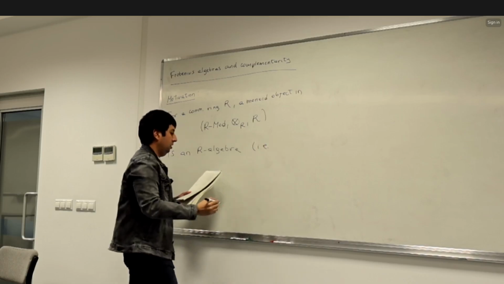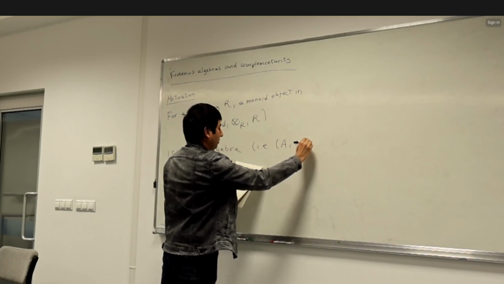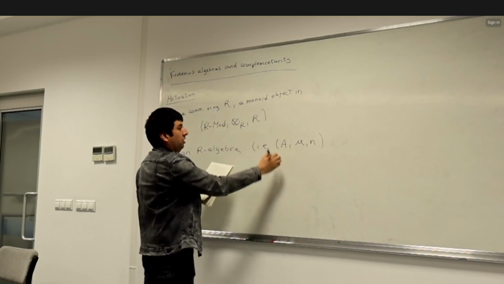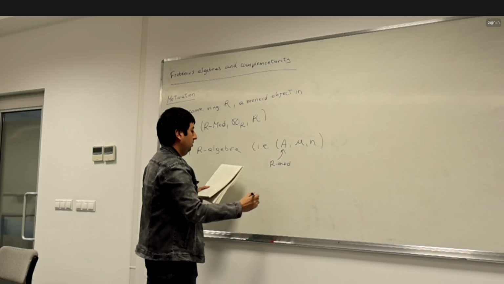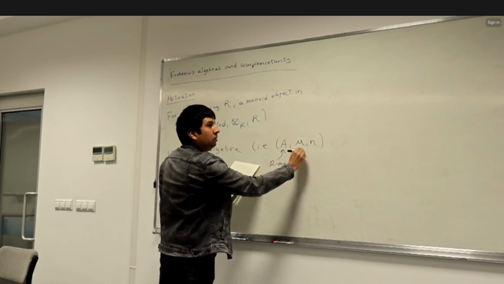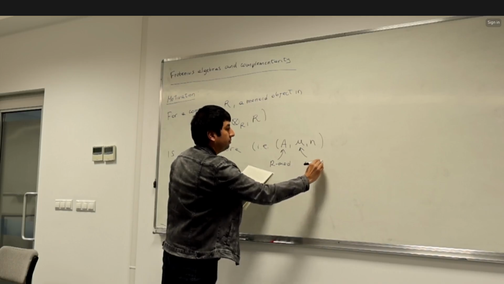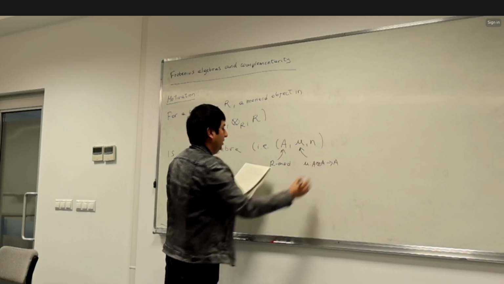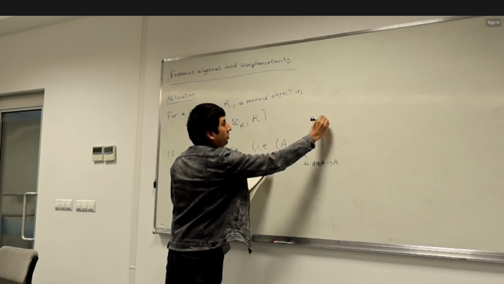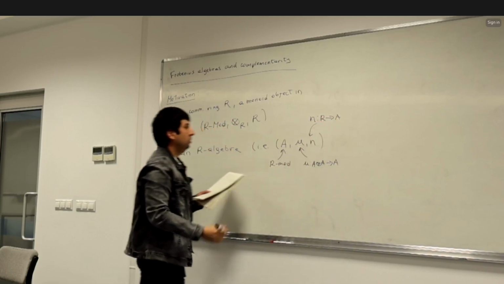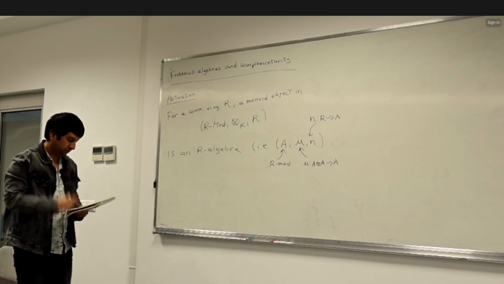That is, a triple where A is an R module, mu is the product, and eta is the unit. Okay.